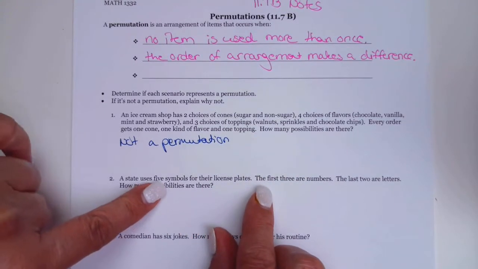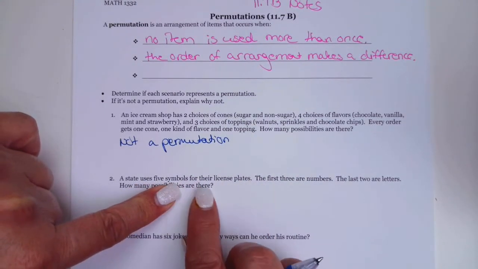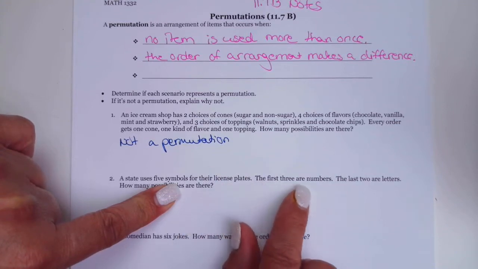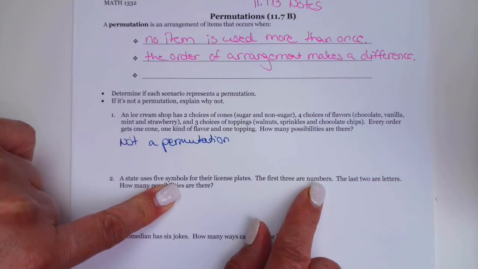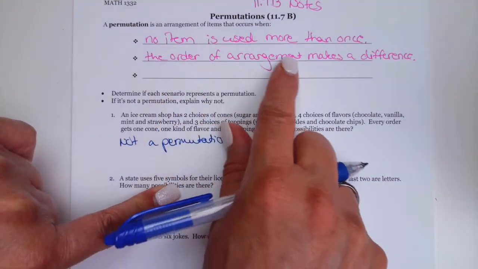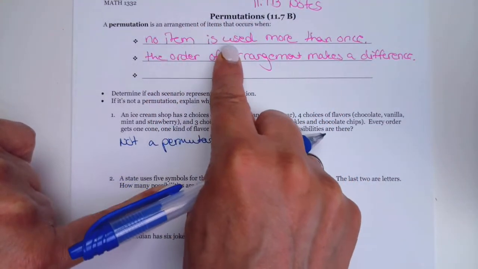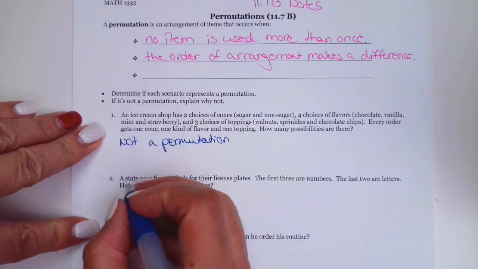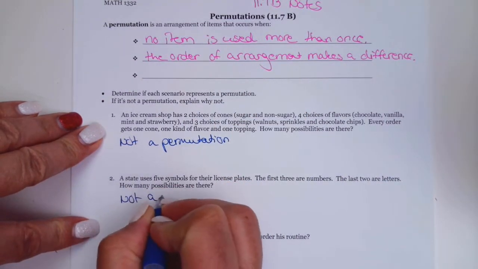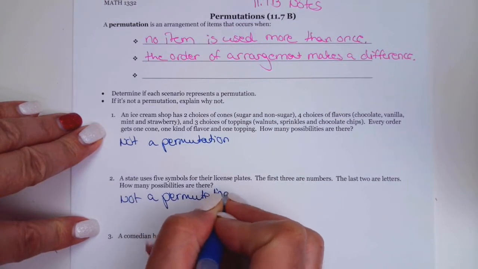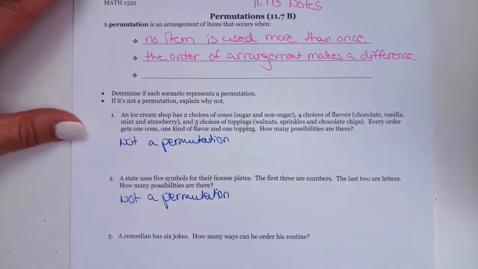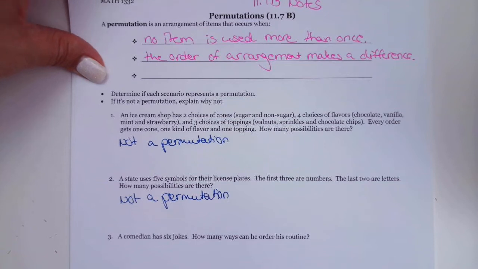Well, if we have 5 symbols for the license plates, the first 3 are numbers. The first 3 numbers can be the same one. It doesn't matter. It doesn't change. So this part here is not true for this one. So this is not a permutation. It's again the fundamental counting principle that we're going to be calculating with.